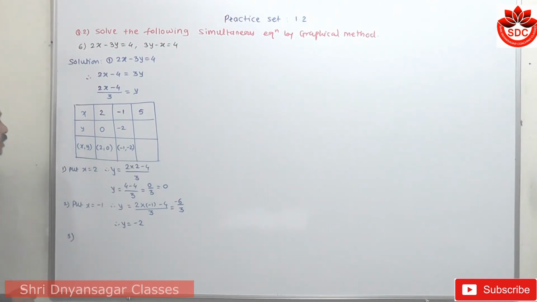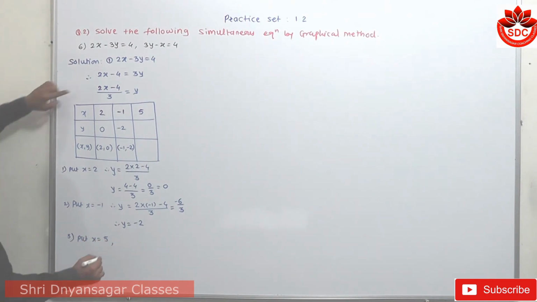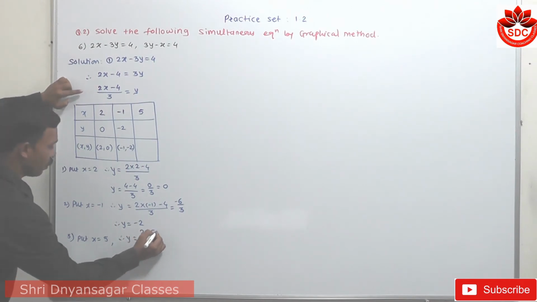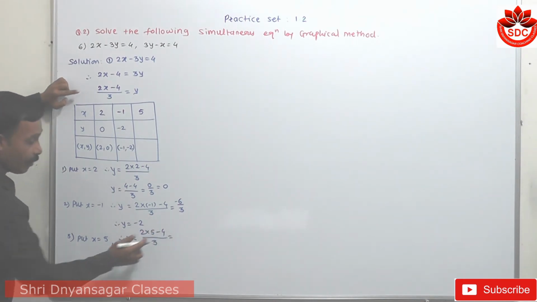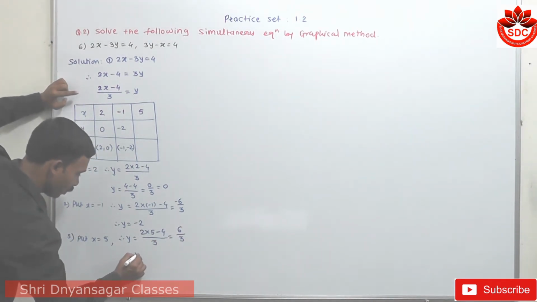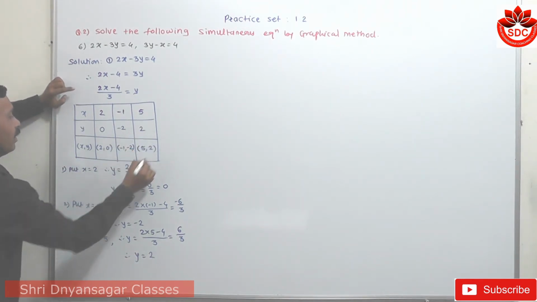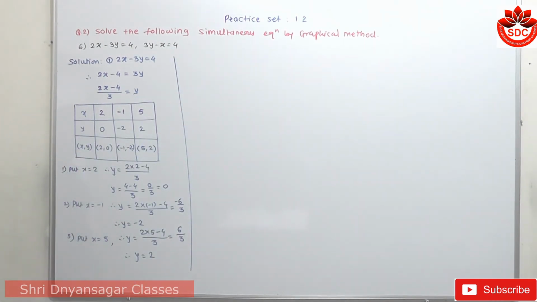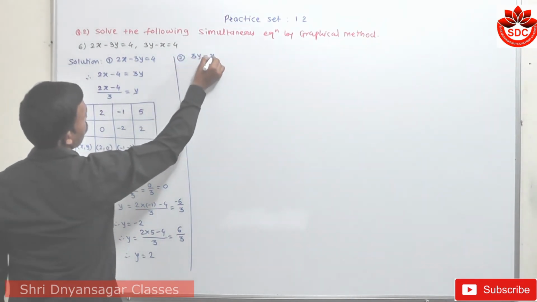Then take the third one: put x equal to 5. Substitute this value into this equation. Then y is equal to 2 into 5 minus 4 upon 3. 2 fives are 10, 10 minus 4 becomes 6 upon 3. Therefore y is equal to plus 2, which means the coordinates are 5 and 2. This is our table for the first equation. Then we draw the table for the second equation. The second equation is 3y minus x is equal to 4.